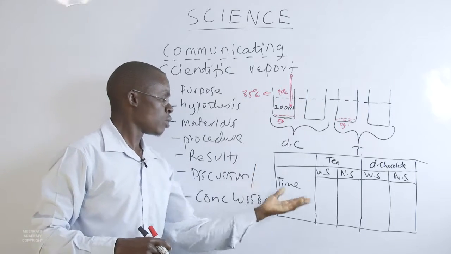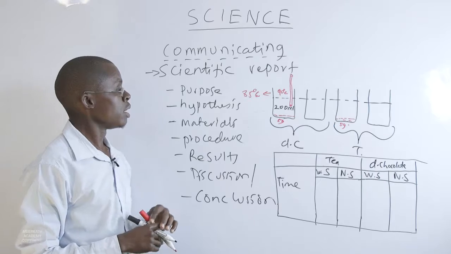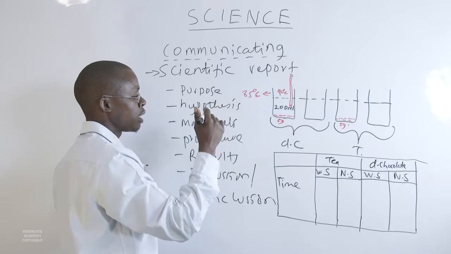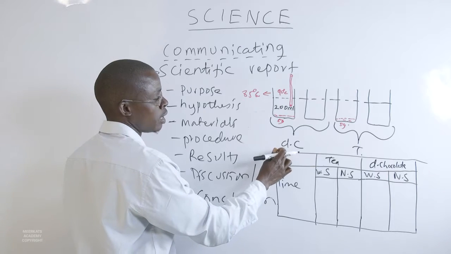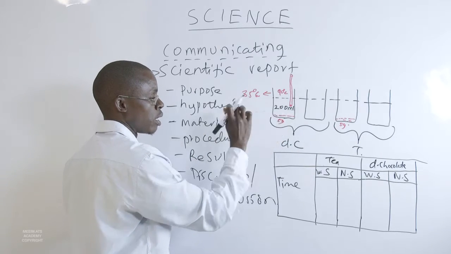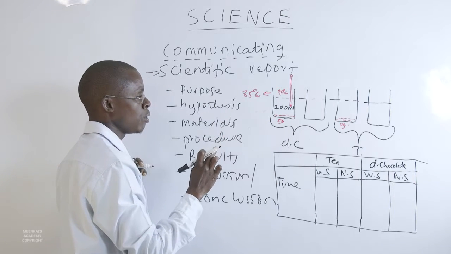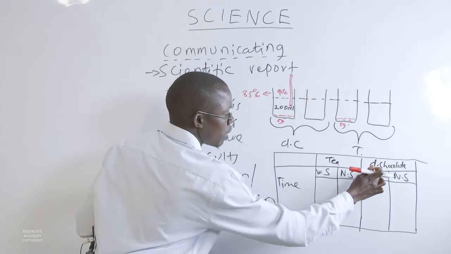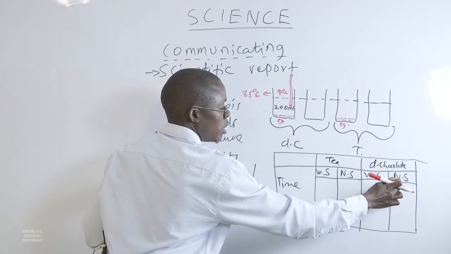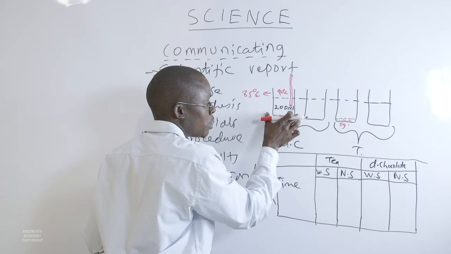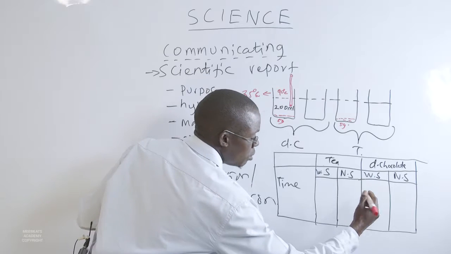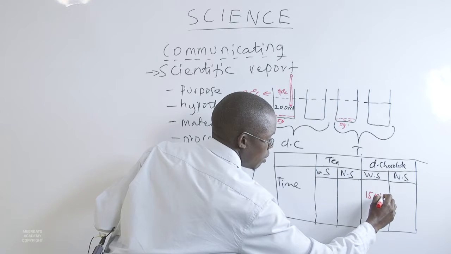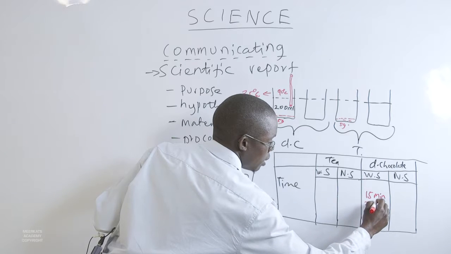Now, relating procedure to results, you will have measured the temperature cooling from 90 to 85 in a certain period for drinking chocolate with sugar. How long has it taken? Just assume the figures. So drinking chocolate with no sugar, and this one is with the sugar. And we are talking about this one, drinking chocolate with the sugar. Let's assume it has taken 15 minutes, 20 seconds.